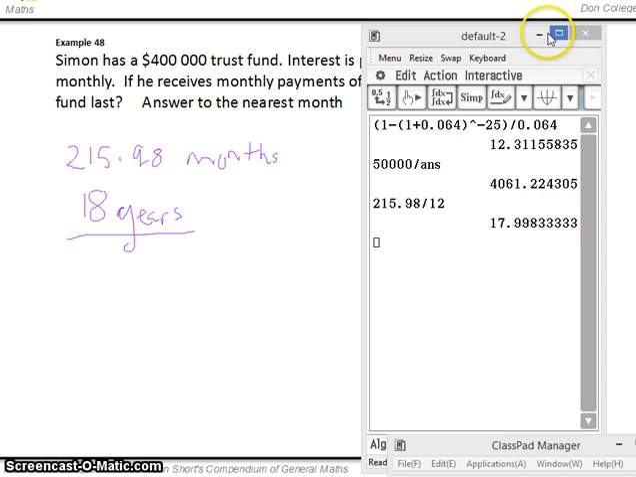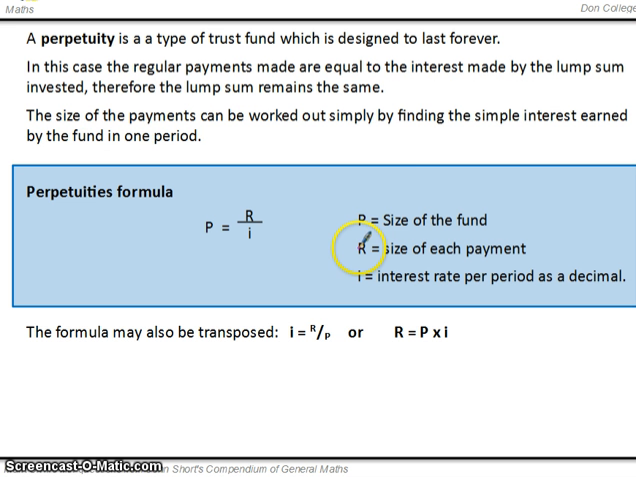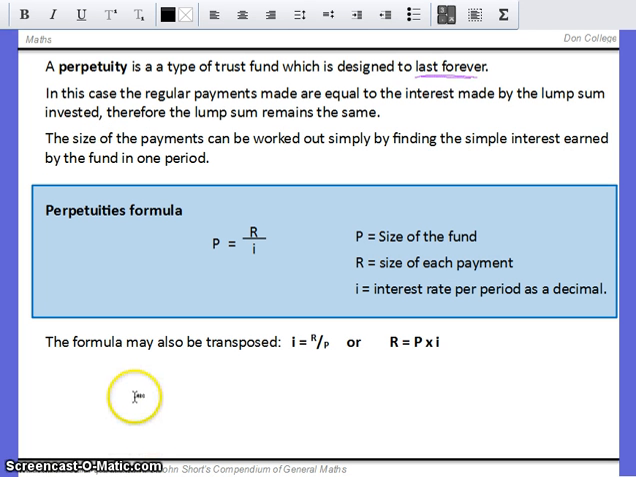Okay, next question. What we're going to look at now is a perpetuity. A perpetuity is where you take a trust fund but you make it last forever instead of running out of money. We can do this because in this case the regular payment is equal to the interest made, and therefore if you never take out too much money, it'll always stay with that amount of money in the bank that you started with.